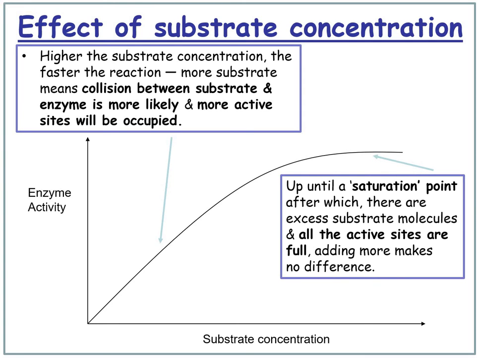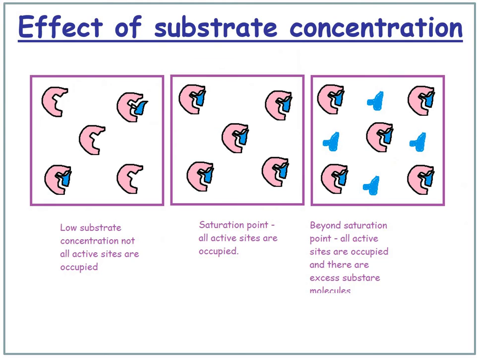But then, up until a saturation point, after which there are excess substrate molecules and all the active sites are full, so adding more makes no difference. So at low substrate concentrations, not all the active sites are occupied. You've got a saturation point, which is where all the active sites are occupied. Beyond that point, all active sites are already occupied, so adding more substrate won't make any difference.